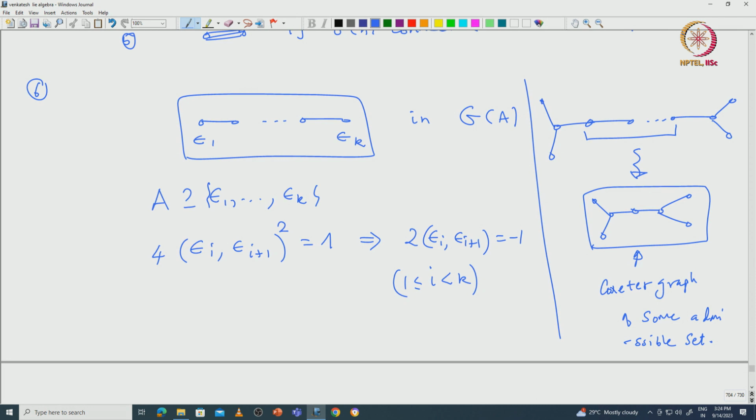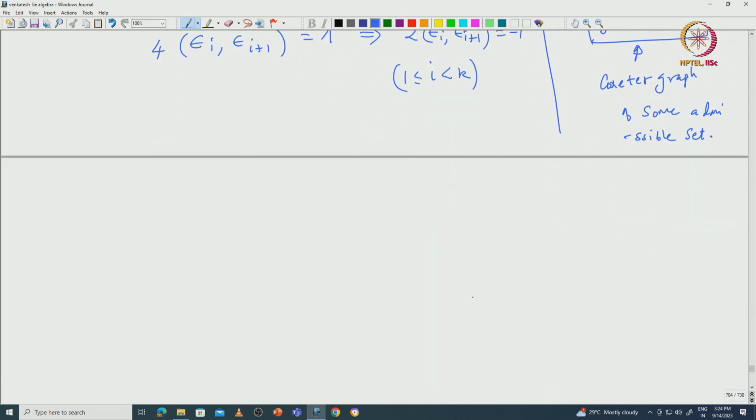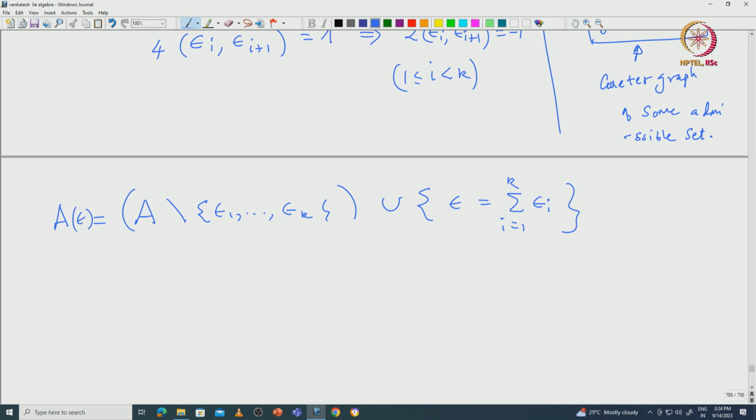Now what we do is take A minus epsilon 1 etc. epsilon k, and union one single vector which we call epsilon, which is just the summation of epsilon i ranging from 1 to k. And then we claim that this new set, which we call A of epsilon, is an admissible set, and it is easy to see that the graph of this set satisfies the property that we claimed. Okay, so this is the claim.